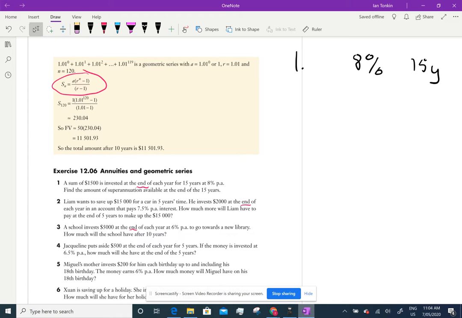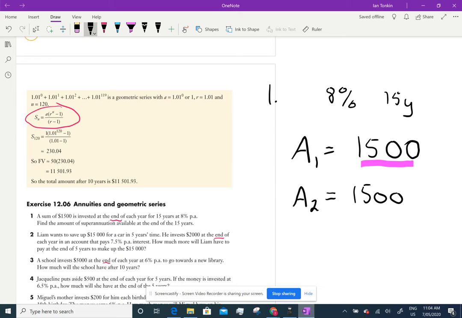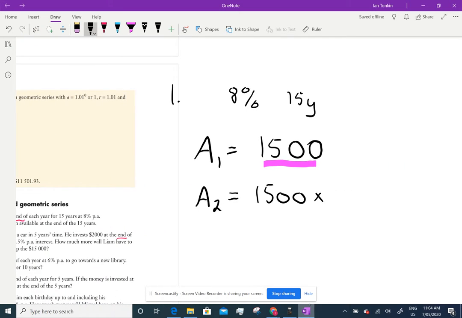So question one, we're putting $1,500 at the end of each year for 15 years at 8%. So let's set this up. The amount of money at the end of the first year, well, that's $1,500. That's how much is in the bank account or the super fund at the end of that year. There's no interest earned because it was put in at the end of the year. And at the end of the second year, that $1,500 will have earned 8%. So that $1,500 will be multiplied by 1.08.